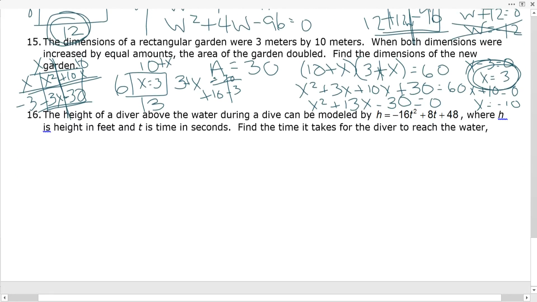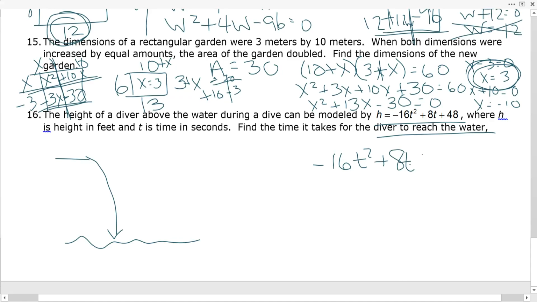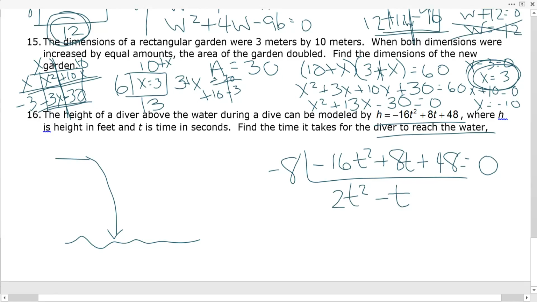All right, last one. Okay, so we're talking about a diver diving into the water. Here's our quadratic. Remember, we want the diver reaches the water, h equals 0. So I have negative 16t squared plus 8t plus 48 equals 0. I'm going to divide everything by negative 8. So I have 2t squared minus t minus 6 equals 0.